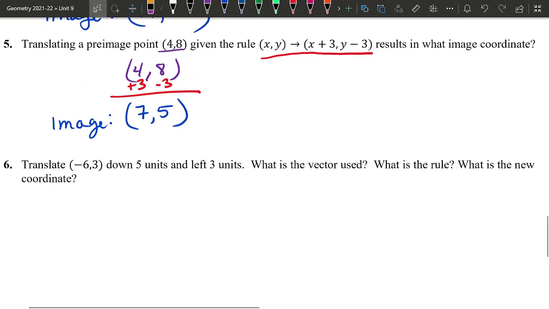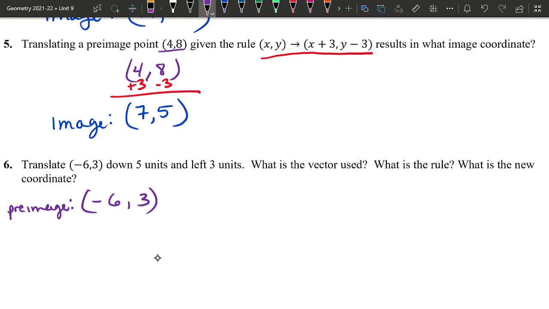One more of these. This time it says translate the point negative 6, 3, down 5 units and left 3 units. What is the vector used? What is the rule? What is the new coordinate? So I do need 3 things. This time I'm going to start with the point negative 6, 3, the pre-image. I'm going to apply the change. The change is down 5 and left 3.